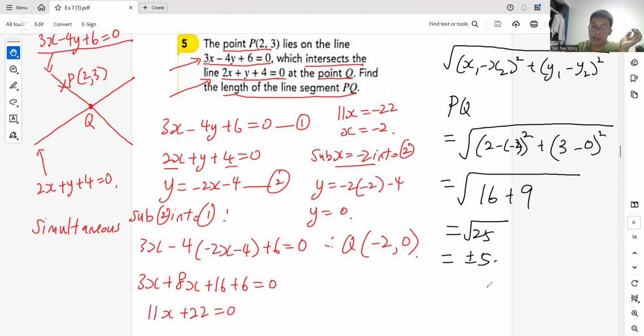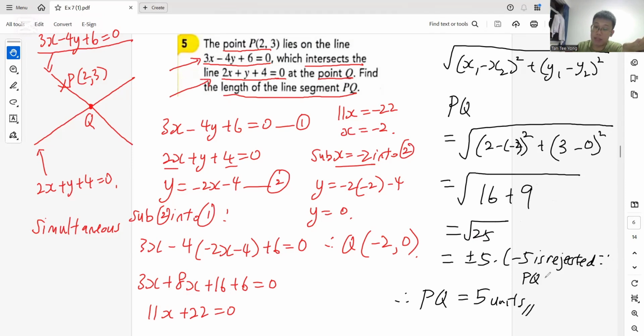plus minus 5. Okay, but then of course your length cannot be negative, right? So therefore PQ equals 5 units. So the negative 5 is rejected because PQ must be more than 0. Length of PQ must be more than 0. So therefore length of PQ is 5 units.